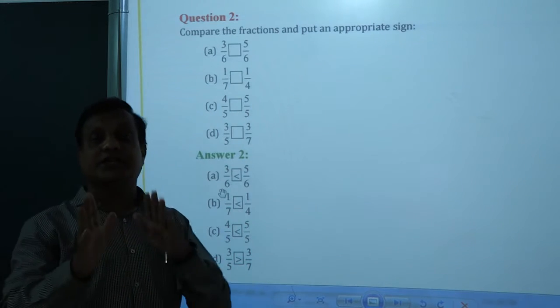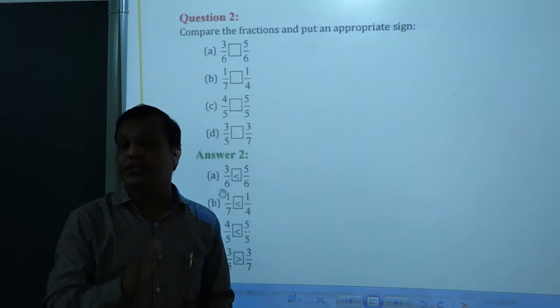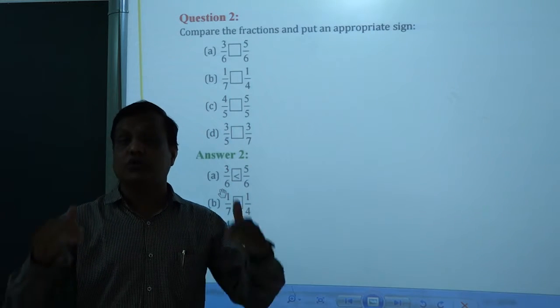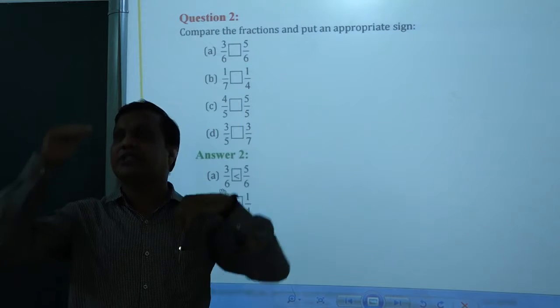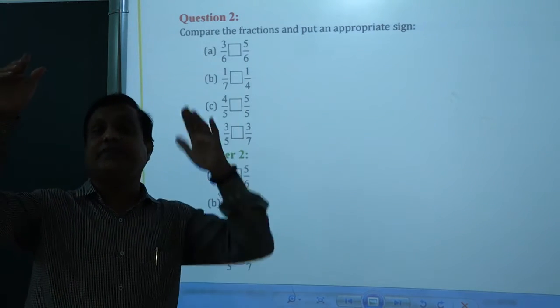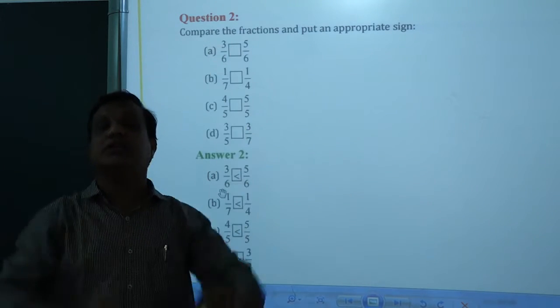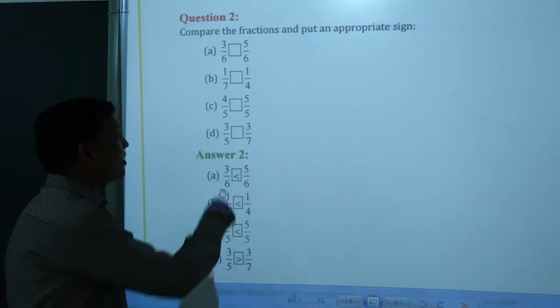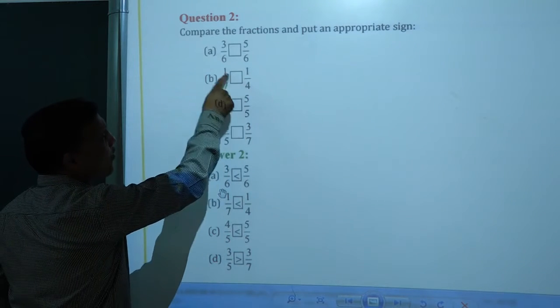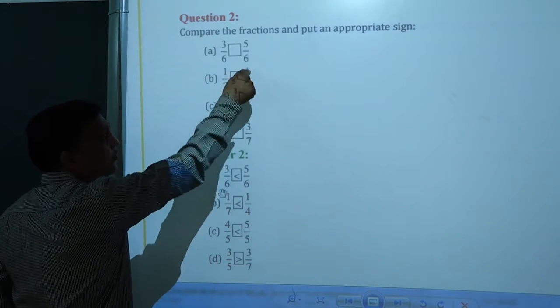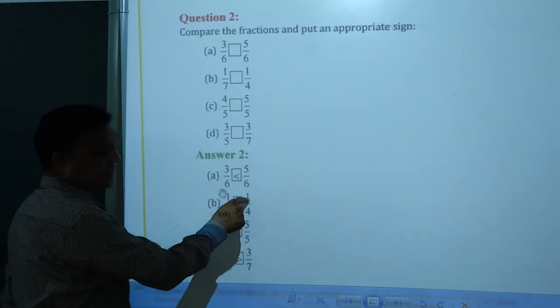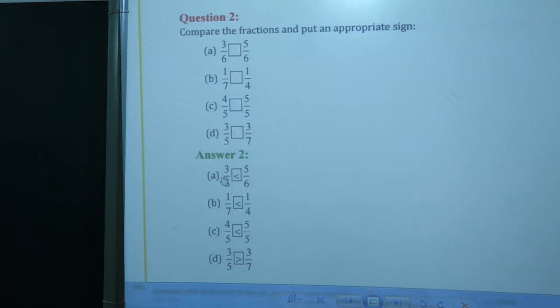When the denominators are different and they are asking you to compare, you have to cross multiply. First numerator with the second denominator, second numerator with the first denominator. And whichever number comes bigger, that fraction is the greater. Like here, 4 ones are 4, 7 ones are 7, 7 is bigger. So 1 upon 4 is the greater. Next question.